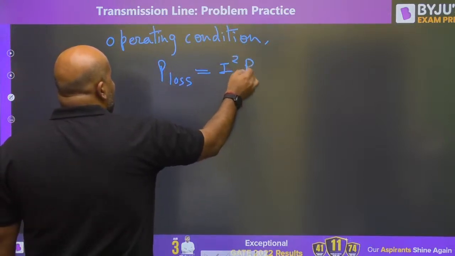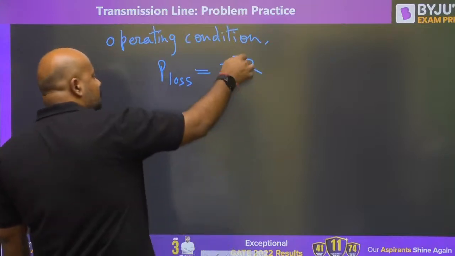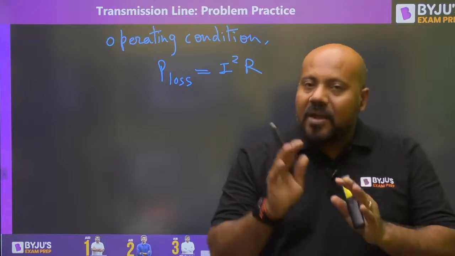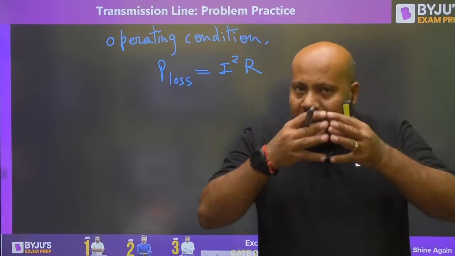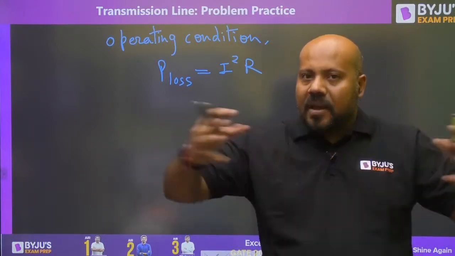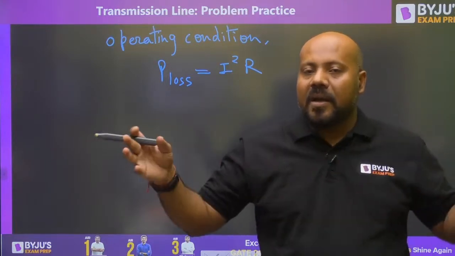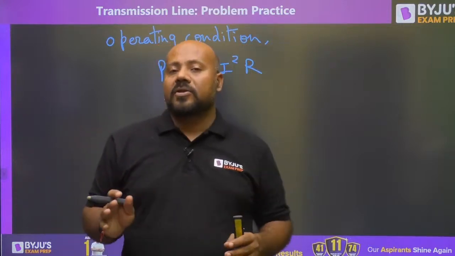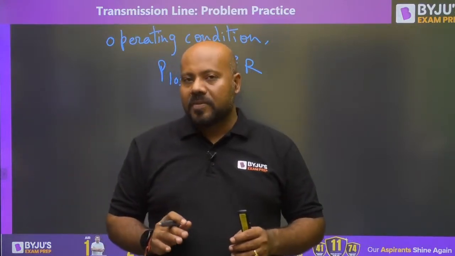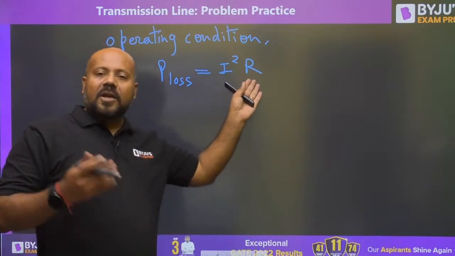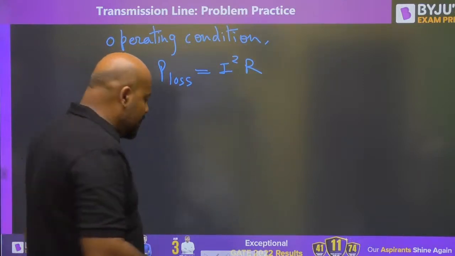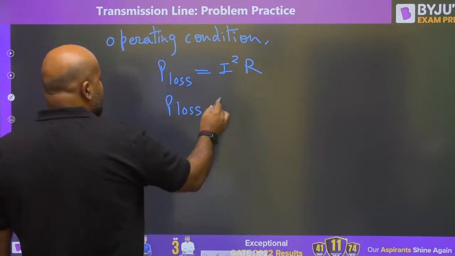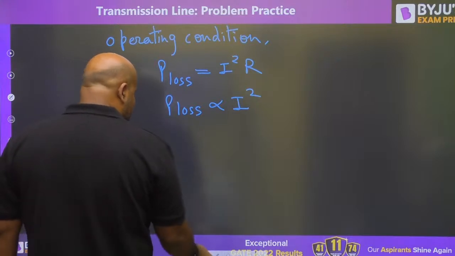Operating condition, if I want to write the losses, how can you write the losses? It is going to be I square R. But you know the resistance of the line or the conductor is not going to be changed at the operating stage. Once you design the line, once you fix its length, cross-sectional area, material, the resistance is going to be fixed. We are not including skin effect here; until and unless given in the question you will not take into account the skin effect or the proximity effect. So resistance cannot be changed at the operating stage. It means resistance has nothing to do with the losses, and you can simply say the losses are going to be directly proportional to the square of the current.